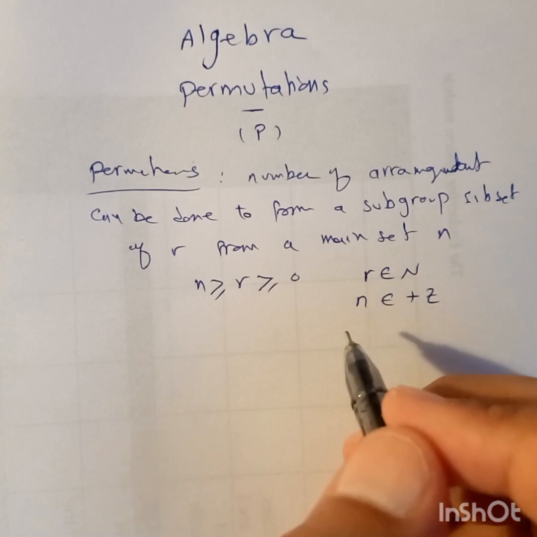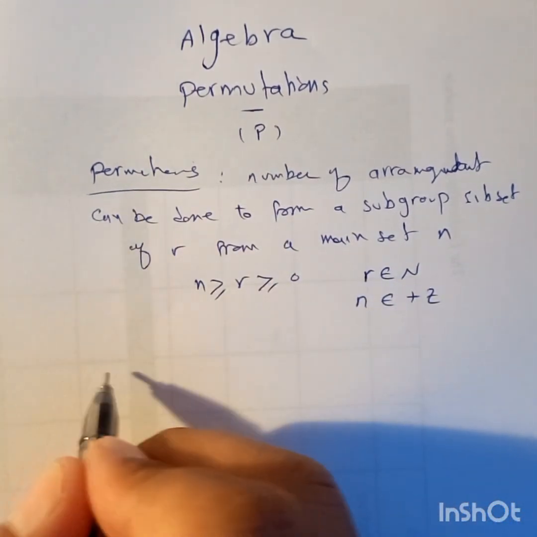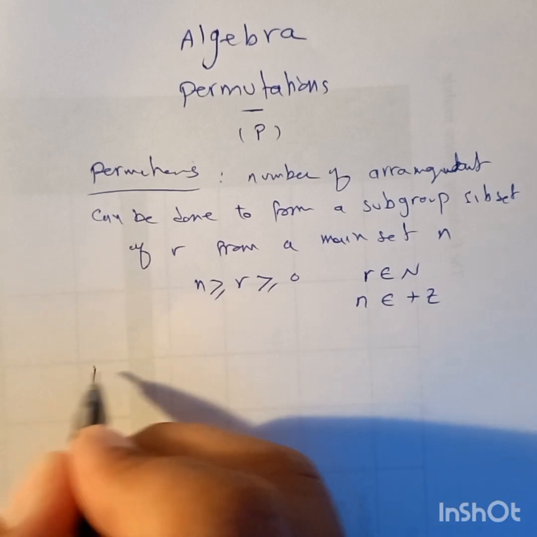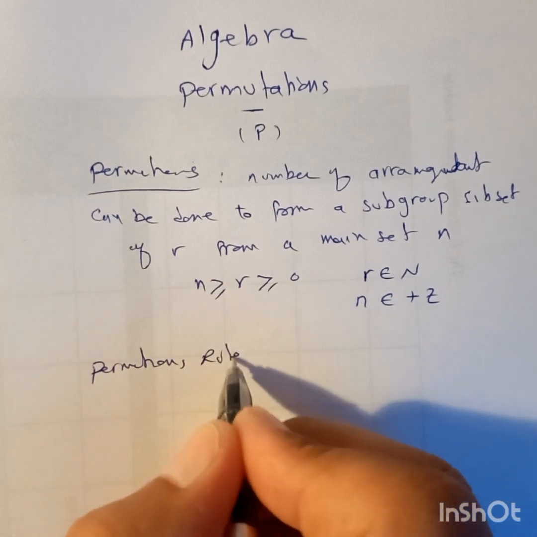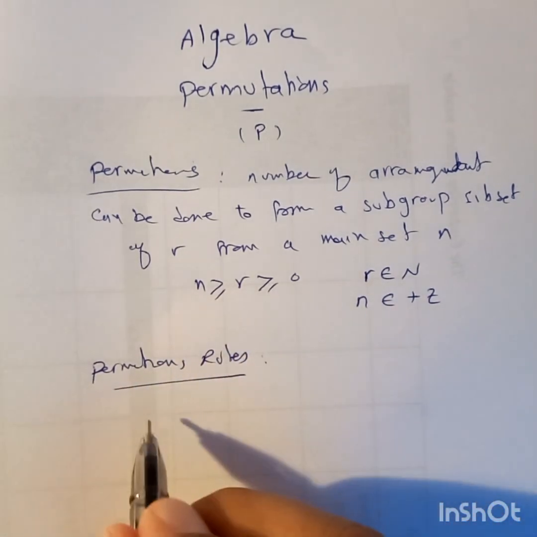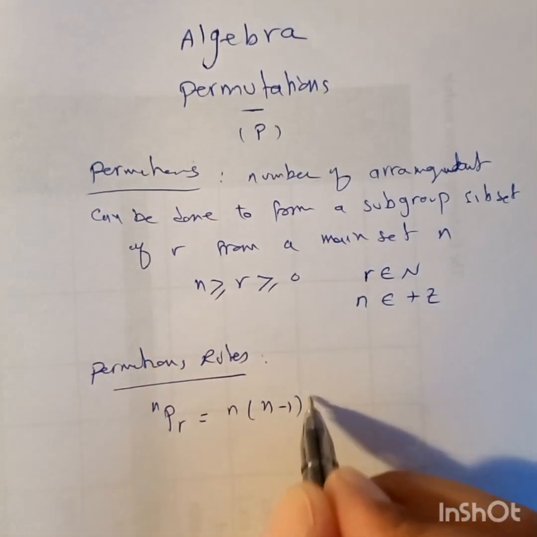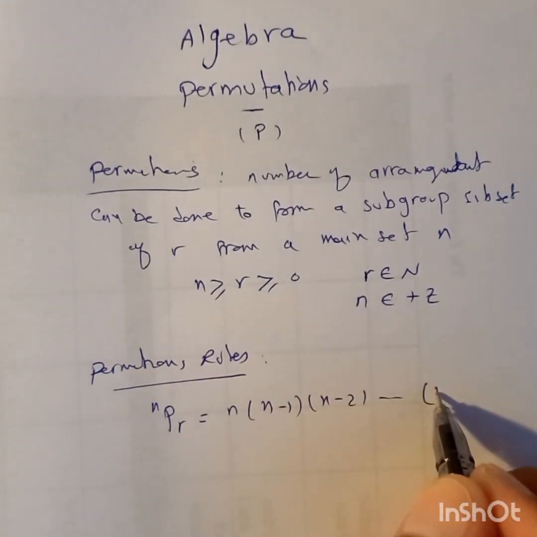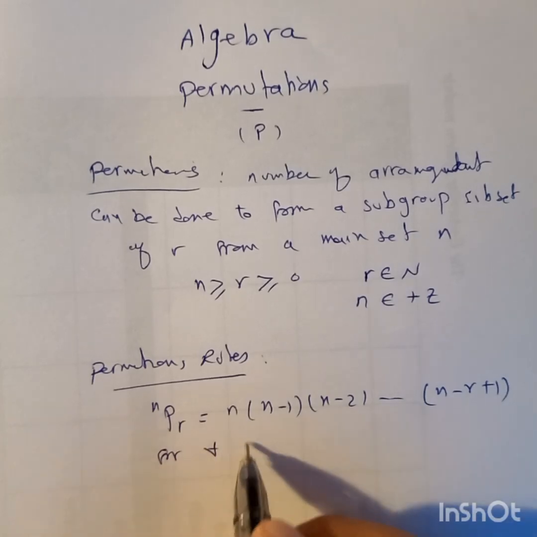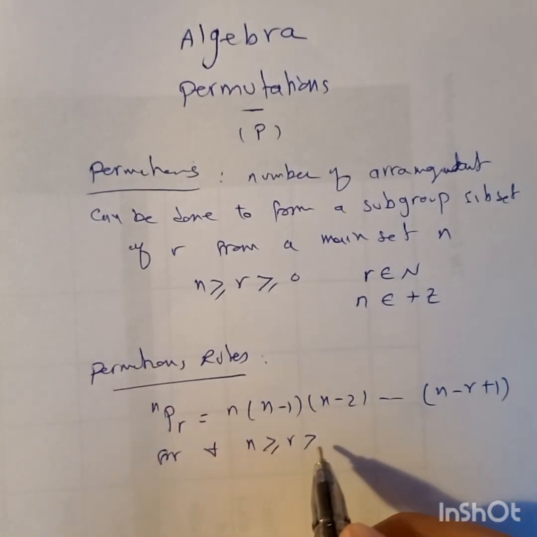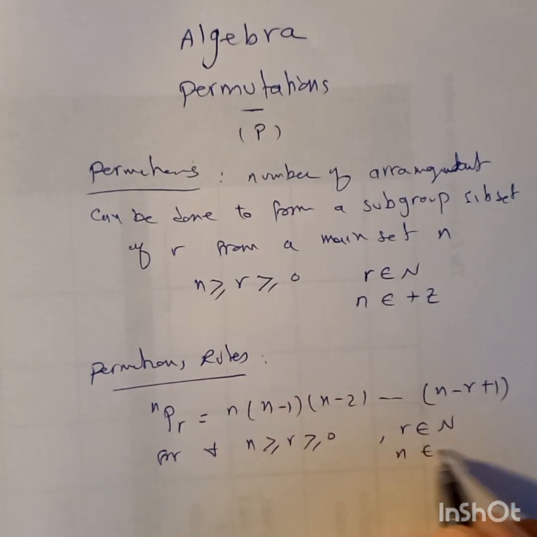Then we have some rules relating to permutations. Here we have the first one: nPr equals n times n minus 1 times n minus 2 and so on until n minus r plus 1, for each n greater than r greater than or equal to 0, and r belongs to the natural numbers and n belongs to the positive integers.